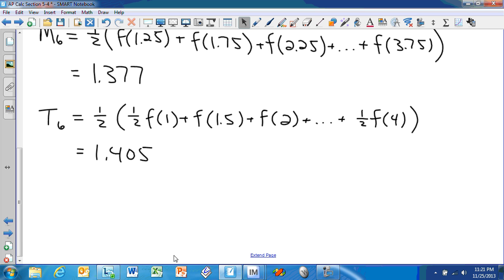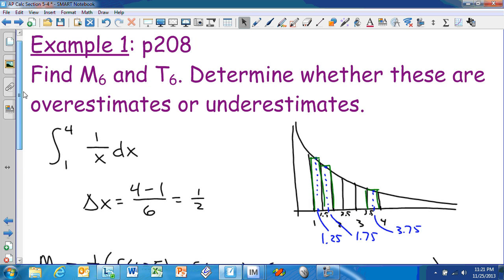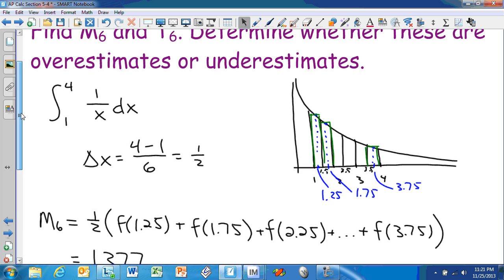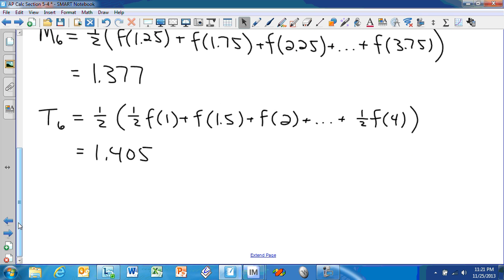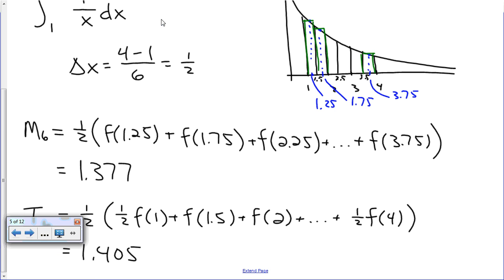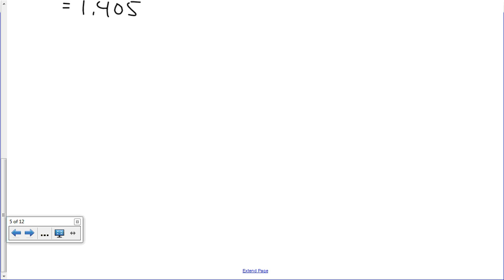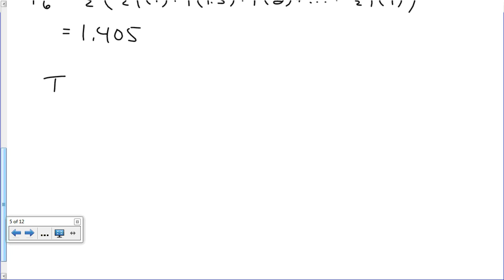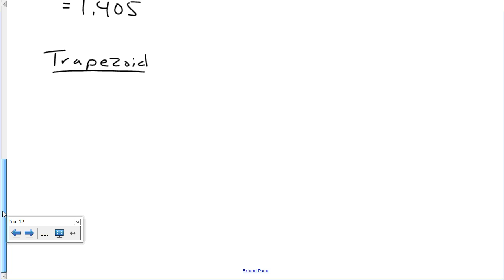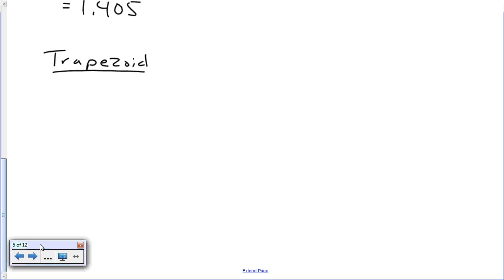All right. Now the second part of this question was to determine whether these are overestimates or underestimates. So that's the next piece that we need to figure out. Are these overestimates or underestimates? And if we look at a sketch here, it will help us see what the result is giving us. Let's start with the trapezoidal sum. And you have to consider the sketch of your function here in order to determine what's happening with the trapezoidal sum as far as whether it's an overestimate or underestimate.